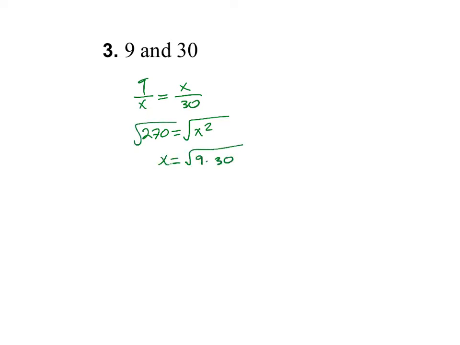So this one again, 9 divided by x equals x divided by 30. So 270 equals x squared. Square root of both sides, so x equals the square root of 9 times 30. So x equals 3 square root of 30. And we cannot simplify 30 anymore, so we leave it like that.